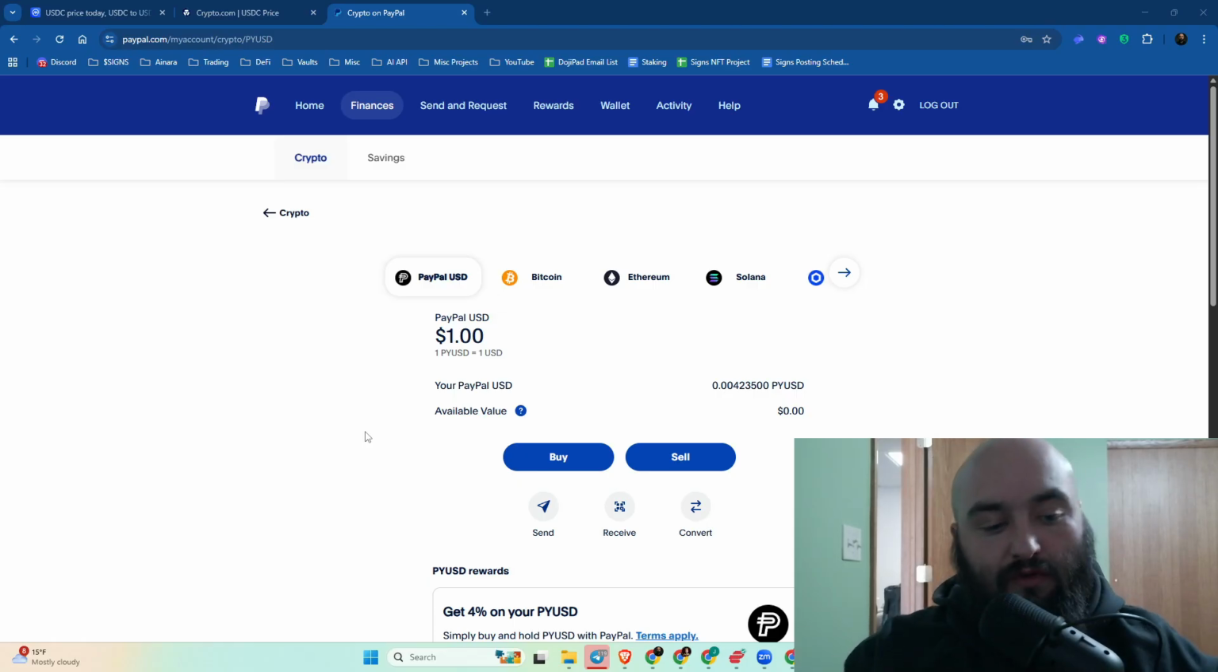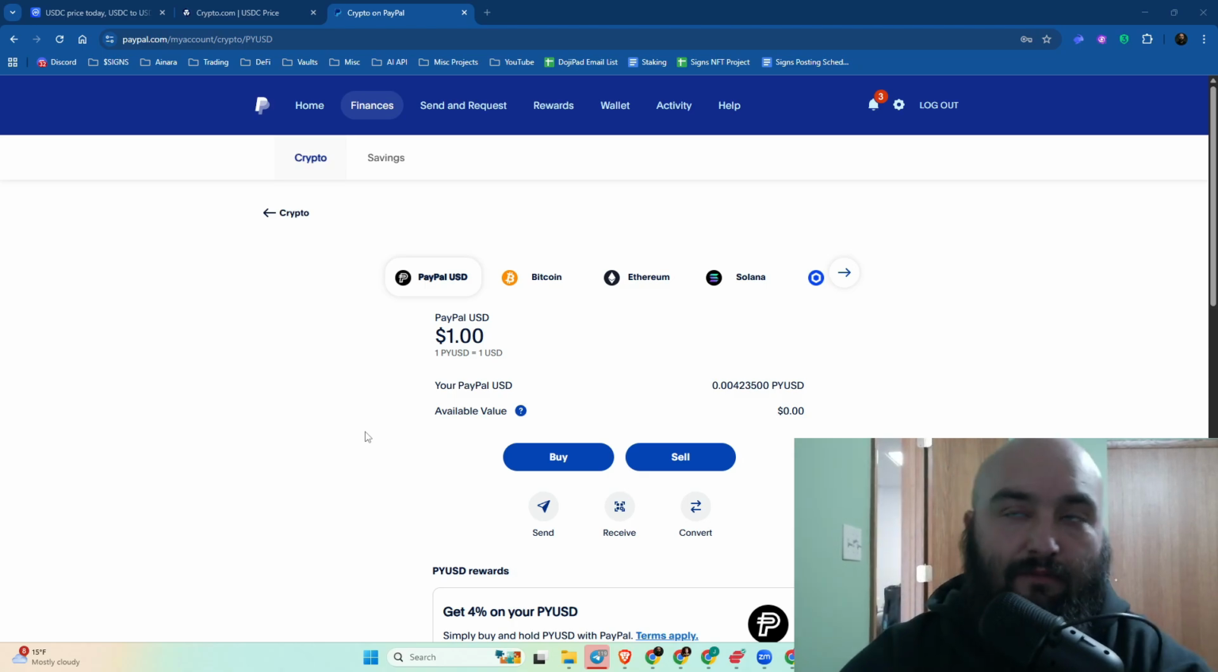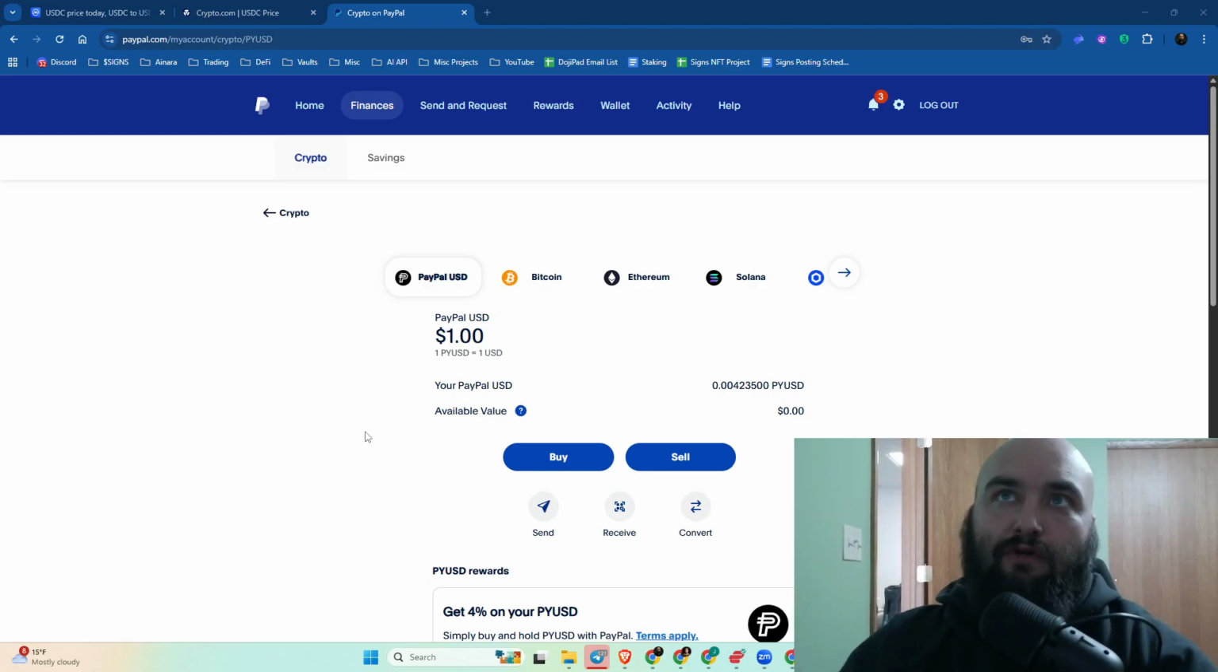Once you have your security stuff set up, the antivirus, the VPN, you get your exchange set up, and you get your first crypto purchased, that's when you're really getting into the driver's seat. Everything else is just getting the car ready.